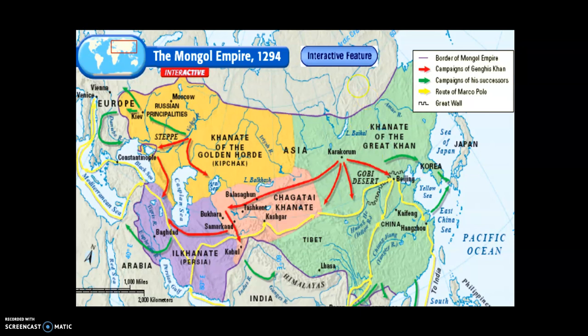So there's the Khanate of the Great Khan, which covers China and Mongolia. There's Chagatai Khanate in Central Asia. There's the Il Khanate, which is in Persia, the Middle East, and then the Khanate of the Golden Horde, which is mainly Russia. So these 4 sections make up the Great Mongol Empire. And Khanate simply means an area ruled by a Khan, or a Mongol leader. So in the same way a kingdom is an area ruled by a king, a Khanate is an area ruled by a Khan.